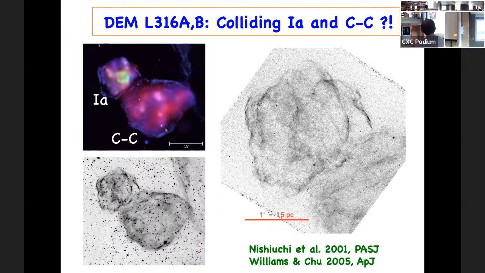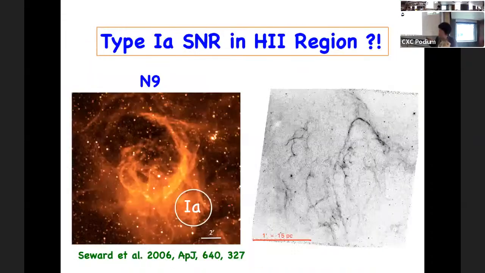You look at the actual image, this is the HST image. I don't see any circumstellar medium. I don't see any knots or something. It's a small remnant, and that's a type 1A. That's a nice one up here, and that's core collapse. So I don't understand. Okay. And there's the next one.